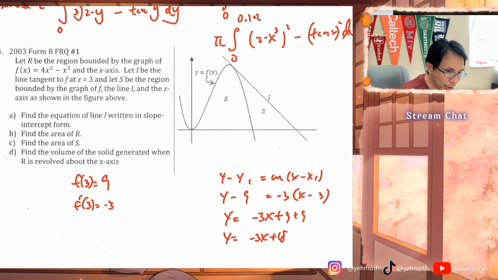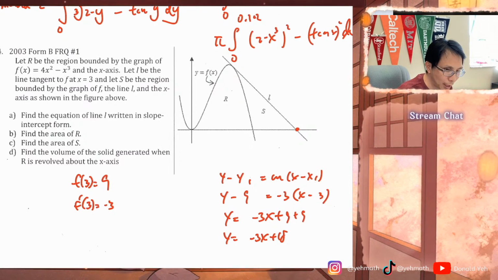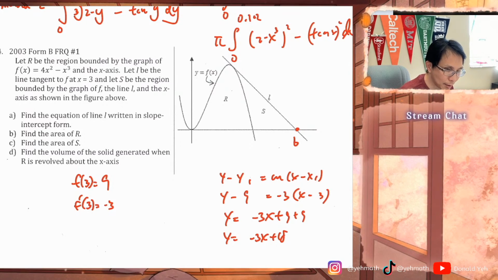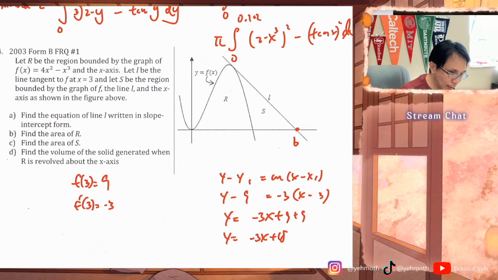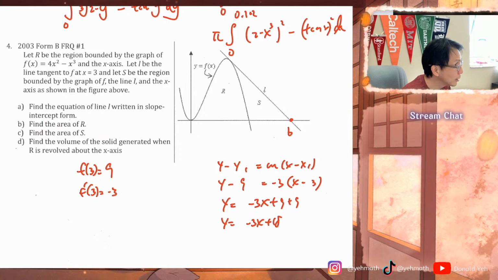And yesterday, I think we were talking about how, for that part, you do need to find the x-intercept because you need to know when to stop. So I think the intercept is at 6. Does that make sense? Yes? No? Maybe? Go over C.